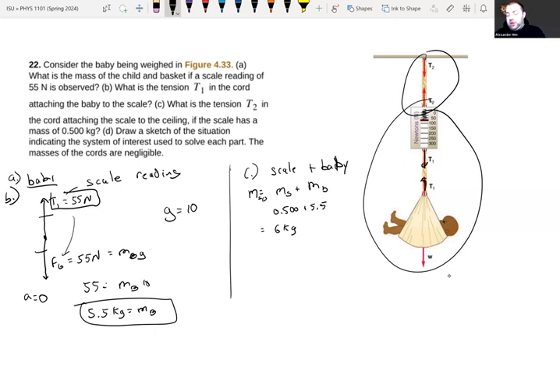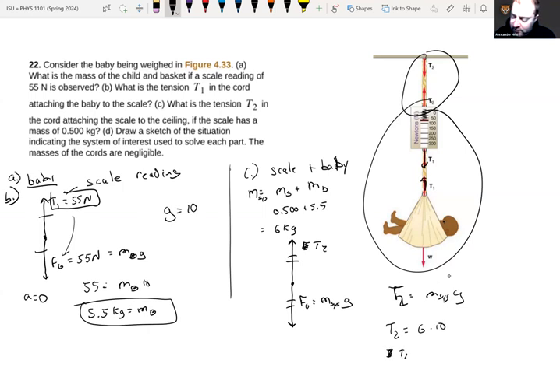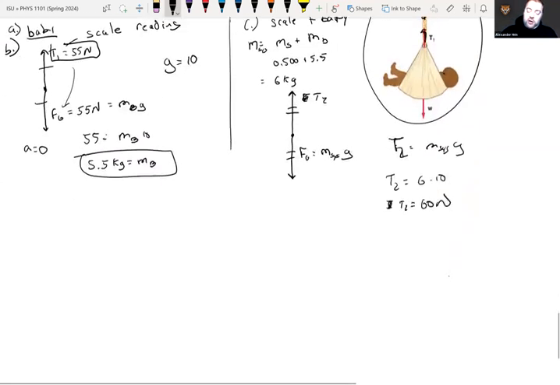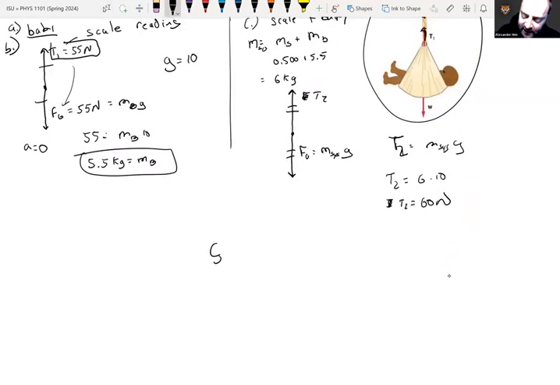And then we can take a look at the free body diagram. In this case, it's just the force of gravity, which is this time the mass of the system times g. That is counterbalanced by T2. So these two are equal to each other as well. You just have T2 is equal to the mass of the system times g. So T2 is just 6 times 10. T2 is 60 newtons.